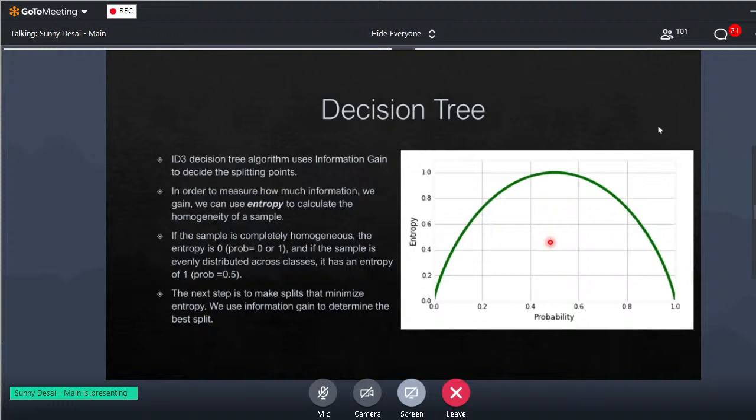The ID3 algorithm starts from the middle, and then it tries to go on the left side or on the right side, wherever it is able to minimize the entropy in the system. From here, let's understand that if the sample is completely homogeneous, the entropy is zero, and if the sample is evenly distributed across classes, then the entropy is 1.